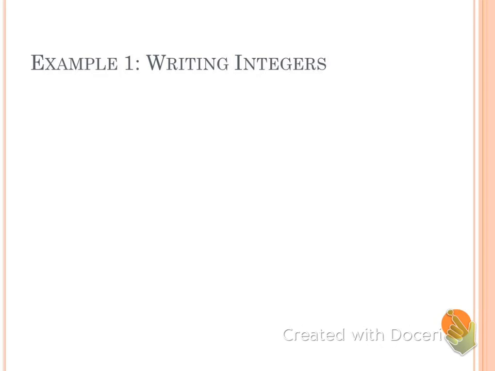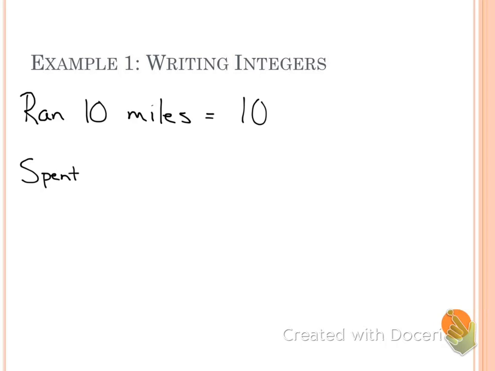Now, the last part of example 1, you're going to have a few homework problems like this. It's talking about positive and negative numbers in real world situations. If I were to tell you that I ran 10 miles, would I represent that with a positive 10 or a negative 10? Positive. It would be a positive 10 because I gained 10 miles. I ran 10 miles, so that would just be 10. What if I told you that I spent $100? Would that be a positive 100 or a negative 100? That'd be negative because I had $100 and I spent it, so I lost it.